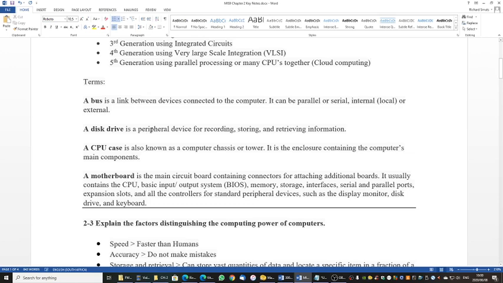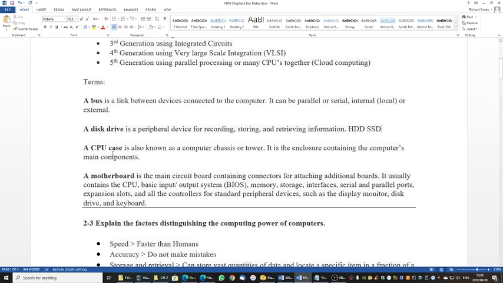A peripheral is anything that you plug into a computer, and it basically records, stores, and retrieves information. Typically known as a hard disk drive. These days we have solid state ones, which is called an SSD.